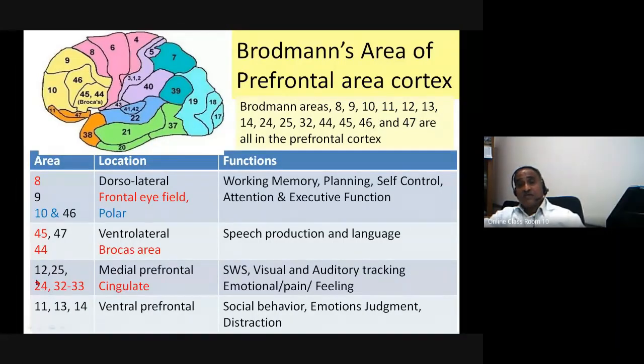Then coming back to 24, 32, 33, which are marked with red, this is the cingulate cortex. The cingulate cortex is concerned with the emotional aspects, emotional expressions. So the sense of joy or happiness or anguish or any type of sadness, any type of sensation, emotional expressions, they are coming through here, through the cingulate cortex. And especially your responses to pain.